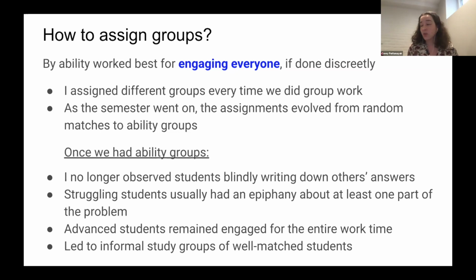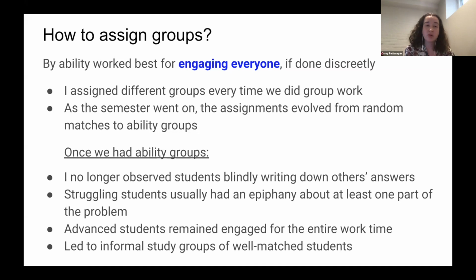What I did in this course was at the beginning of the semester, the groups were random. As the semester went on and I got to know the students, the group assignments, which were different every day, slowly morphed, right, to be a little bit more by ability. And from the students' perspective, I think that what it seemed like was that I was getting them to meet new people.